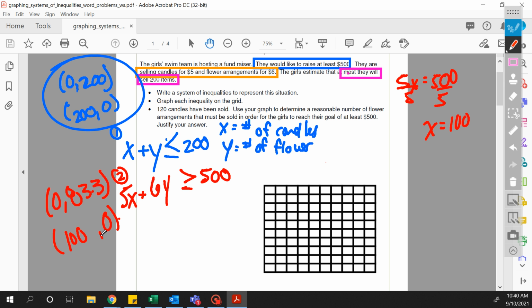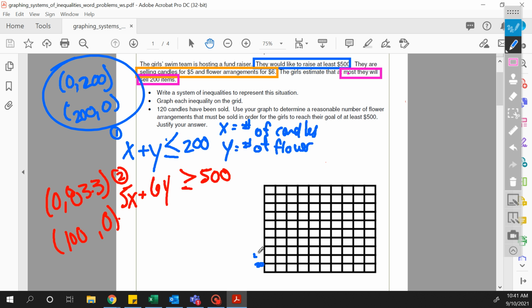So if we don't sell any of the flower arrangements, then we would have to sell 100 of the candles to get $500. Okay, so I'm going to graph. It looks like I should probably count by 20s, so 20, 40, 60, 80, 100, 120, up to 200. I'm going to count by 20s on both axes.